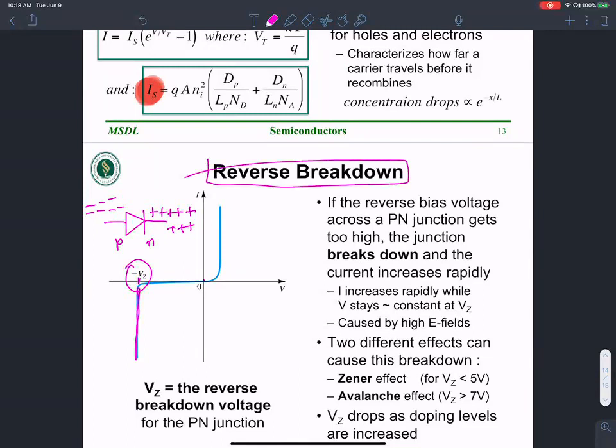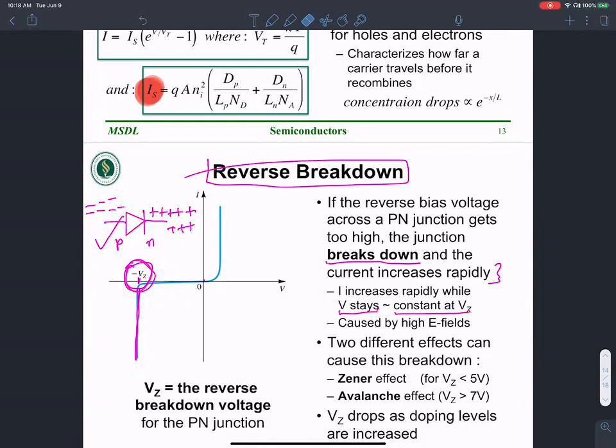If the reverse bias voltage across a PN junction gets too high, then the junction breaks down and the current increases rapidly. I increases rapidly even while V stays relatively constant, close to this breakdown voltage, negative VZ. VZ is defined as the reverse breakdown voltage of the PN junction diode.